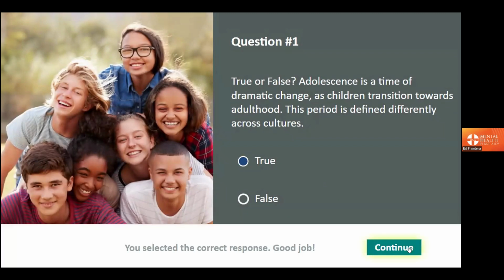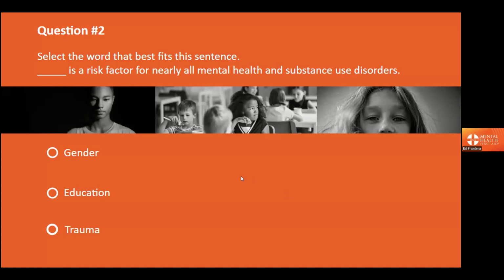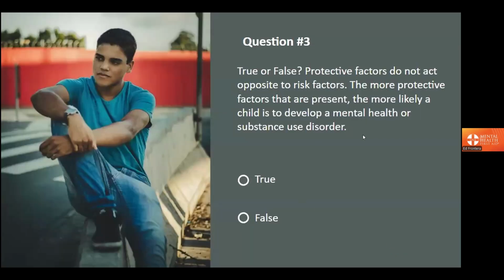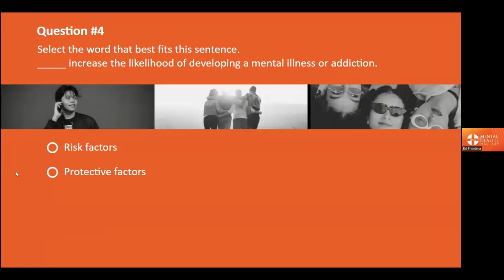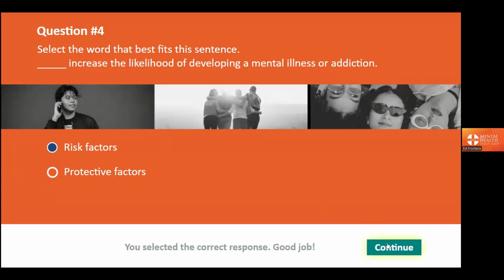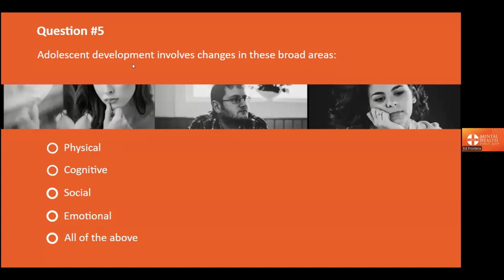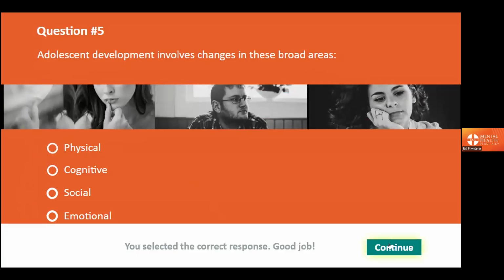You selected the correct response. Blank is a risk factor for nearly all mental health and substance use disorders. Gender, education, or trauma. You selected the correct response. True or false? Protective factors do not act opposite to risk factors. The more protective factors that are present, the more likely a child is to develop a mental health or substance use disorder. You selected the correct response. Blank. Increase the likelihood of developing a mental illness or addiction. Risk. You selected the correct response. Adolescent development involves changes in these broad areas: physical, cognitive, social, emotional, or all of the above. You selected the correct response.